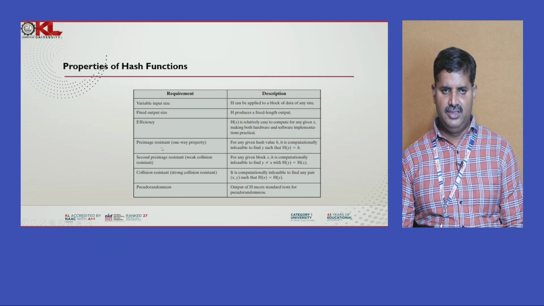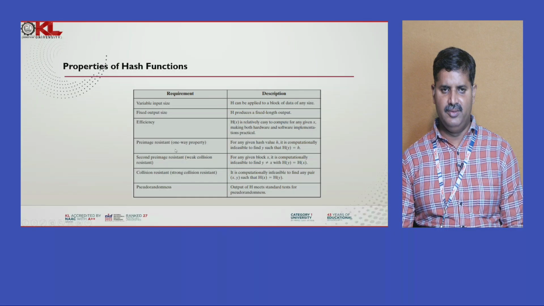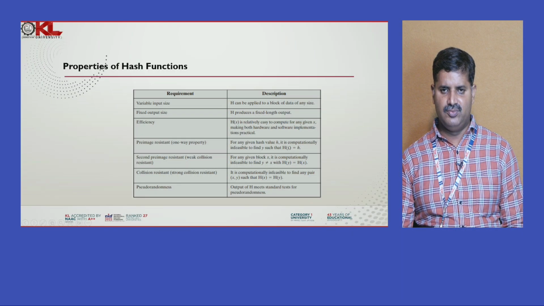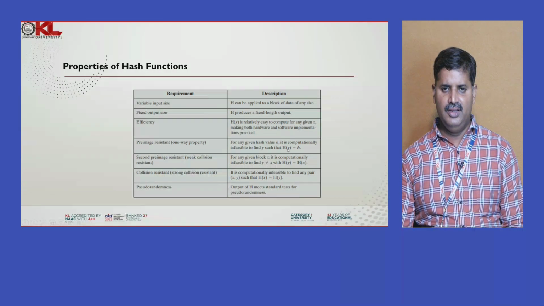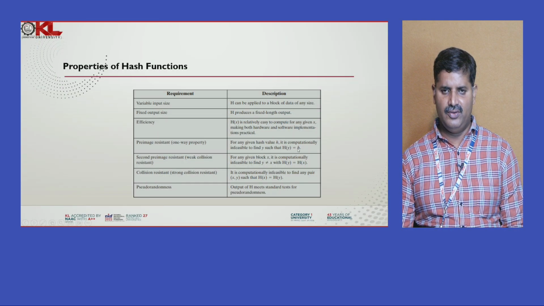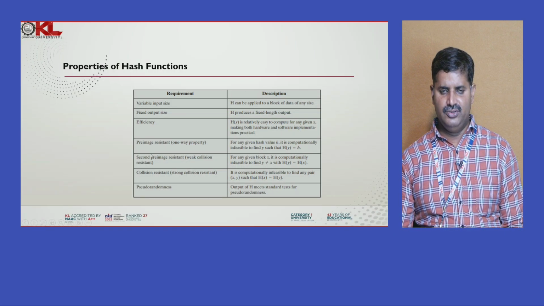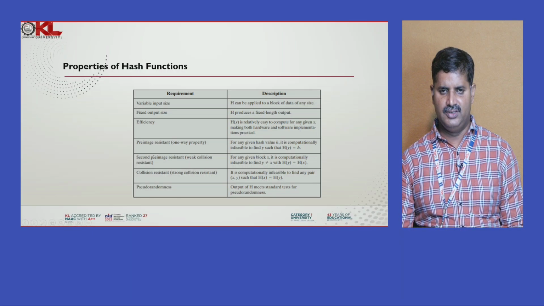And also the fourth requirement is pre-image resistance. Pre-image resistance means it is a one-way property. For any given hash value h, it is computationally infeasible to find y such that H(y) equals h. So that once you describe the input of the variable length, pre-image resistance is required.